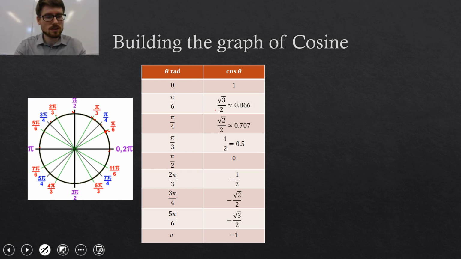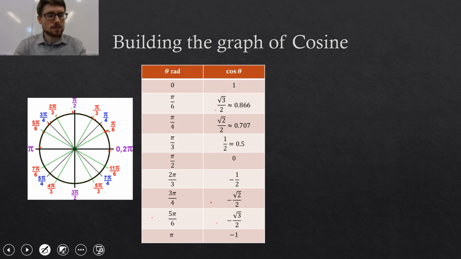Pi over 2 is equal to 0. 2 pi over 3, that's equal to negative 1/2. 3 pi over 4, that's equal to negative square root 2 over 2. 5 pi over 6, that's where it's equal to negative root 3 over 2. And then at pi, our cosine is negative 1.